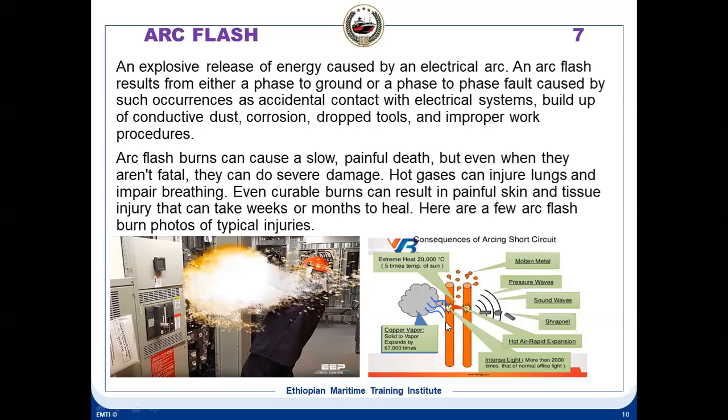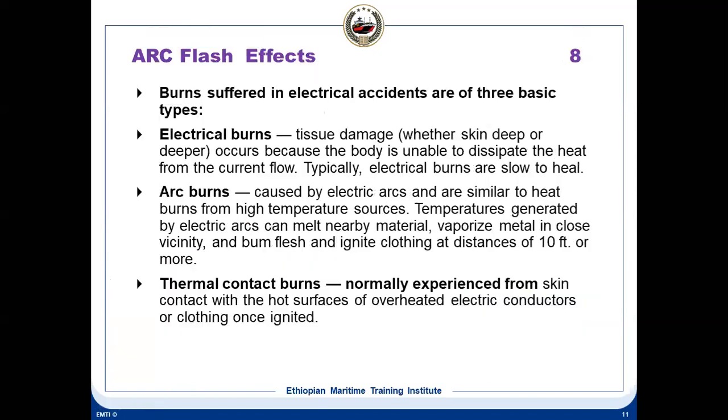So you can see here, short circuiting these two can lead to intense light, more than 2000 times normal office light, like sunlight. The extreme heat is 20,000 degrees centigrade, 5 times the temperature of the sun. Okay, so this is an arc flash. Because of the arc, it has developed into an arc flash.